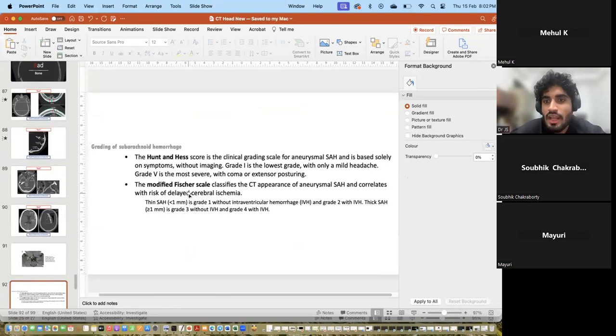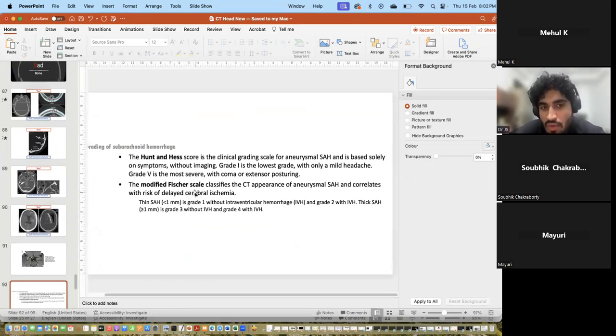Okay. So in SAH as well, we should remember the Hunt and Hess scale and the modified Fisher scoring. The Hunt and Hess scale is a clinical grading scale, and the modified Fisher is a CT one. So this is a clinical one and this is an imaging part. Based on these, we grade.